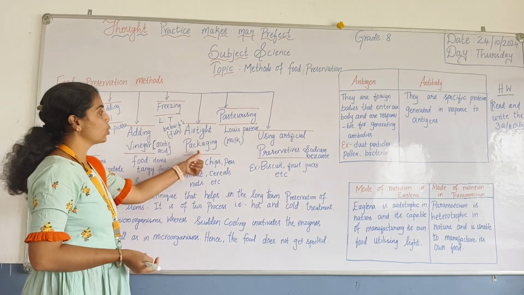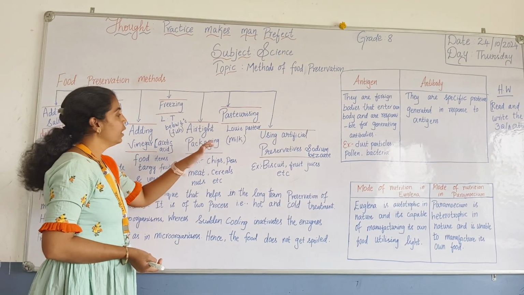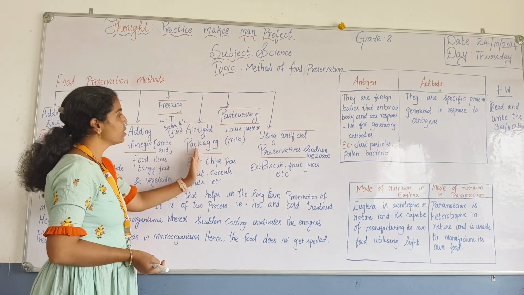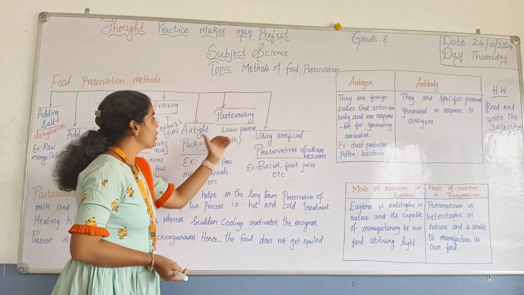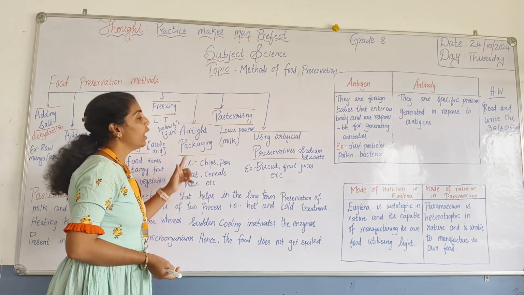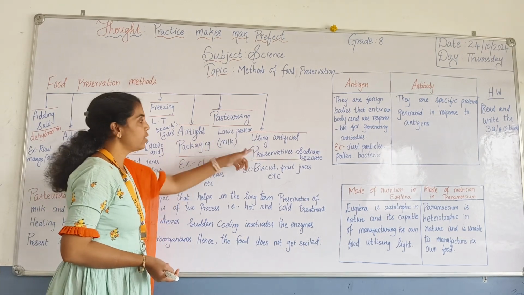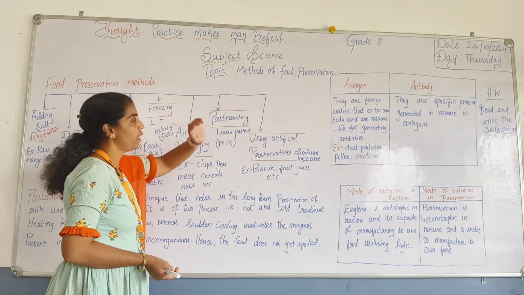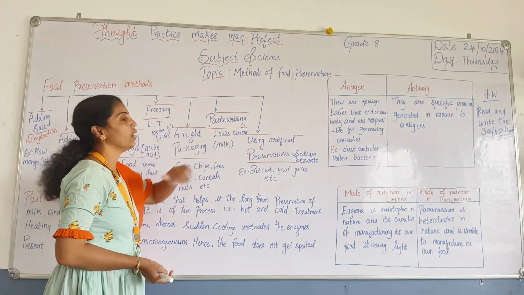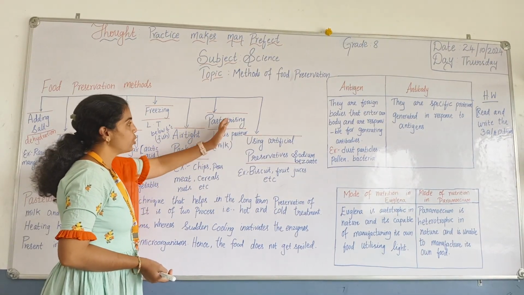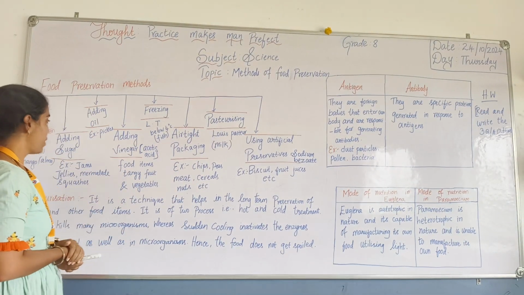And next we come to airtight packing, and using artificial preservatives. These are two of the industrial methods. These are the industrial preservative methods. And next, finalizing with pasteurization, or pasteurizing. By coming to the explanation of pasteurizing, I'll tell you what pasteurizing is.